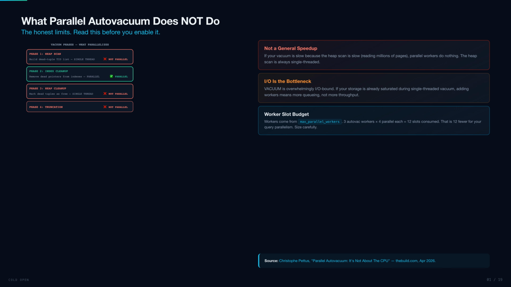This is the situation on a great many cloud Postgres instances. Managed RDS or Cloud SQL with provisioned IOPS in the low thousands? Parallelism gives you the same total throughput, more context switches, and more worker slot consumption. Both conditions are required: lots of indexes and storage that can keep up.